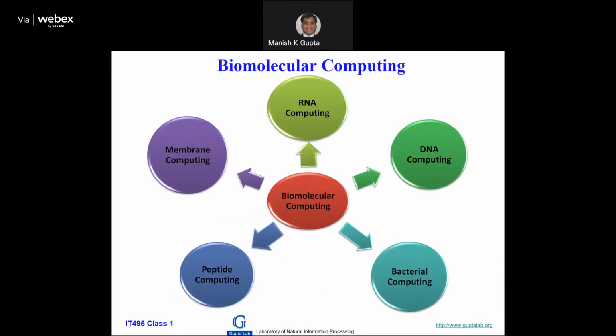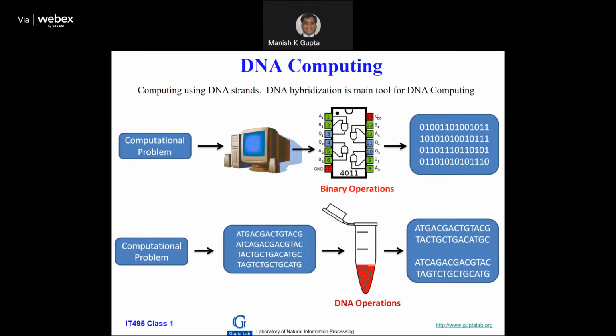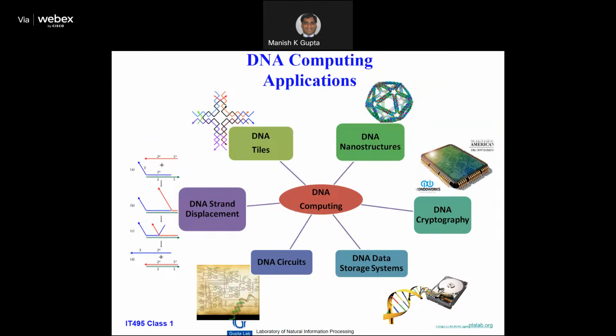So basically, there is an area known as biomolecular computing involving peptide computing, protein computing, membrane computing. This is all theoretical. RNA computing, DNA computing, bacterial computing is very practical. These three areas are very practical, out of which, if you focus on DNA computing, it is doing computation with a bunch of DNA strands. And the problem of DNA storage requires generating some sort of DNA strand. So it is somehow related. There are different applications: DNA tiles, DNA nanostructures, strand displacement. All these things have been used for storage, DNA cryptography, and especially DNA storage systems.